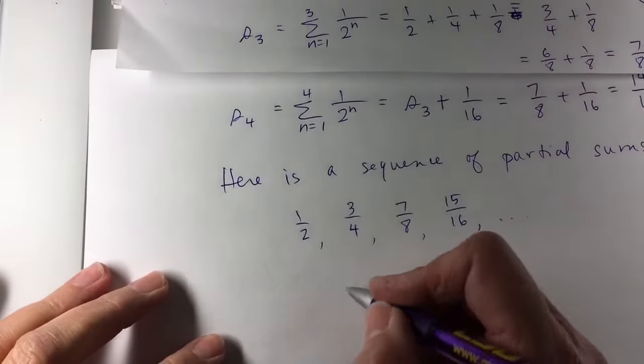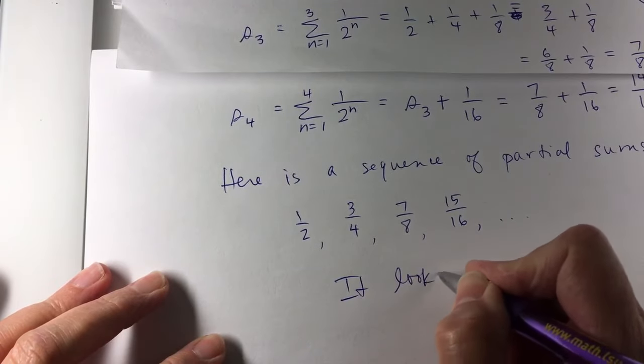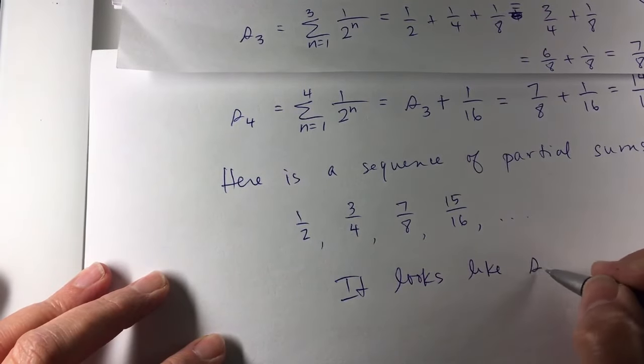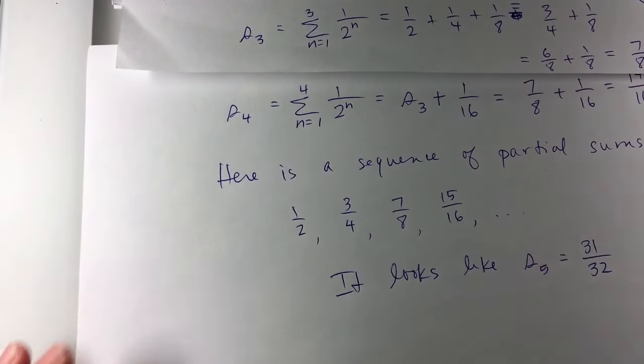So it looks like S sub 5 is 31 over 32. How'd you get that? What's happening in the denominator? This is kind of back to your question earlier. Like, how do you see the pattern? What's happening in the denominator? It's doubling. So it's being multiplied by 2. And the numerator is 1 less than the denominator.